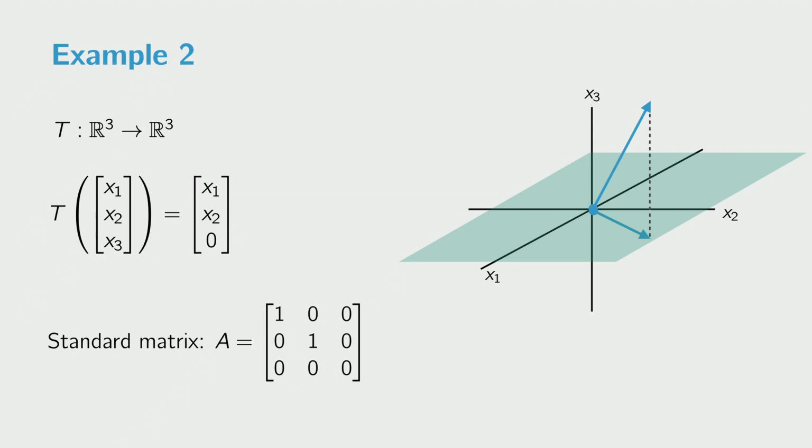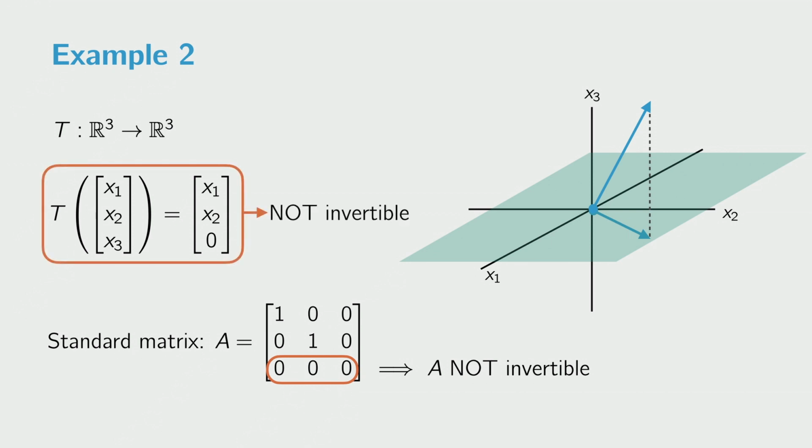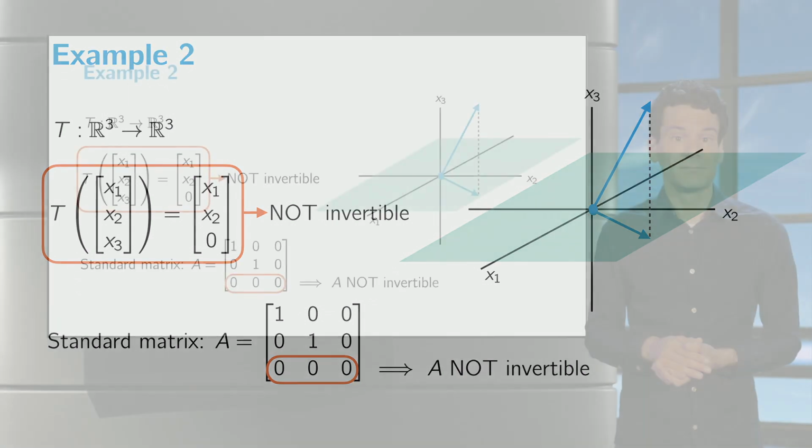If t were invertible, then the inverse would be a linear transformation too, with the inverse of this matrix as standard matrix. However, this matrix is not invertible. It has a row of zeros, so it cannot be row equivalent to the identity matrix. It follows that t is not invertible, as you can expect from a projection.